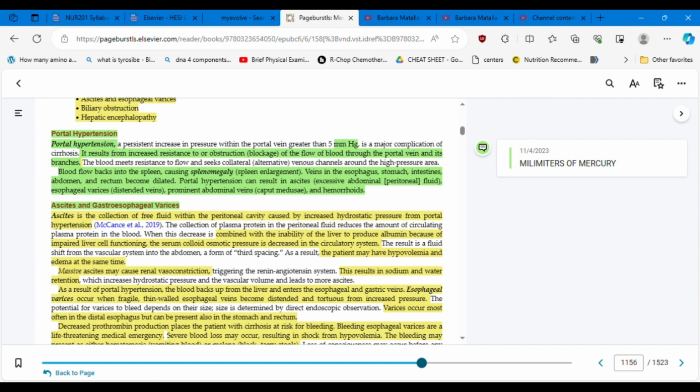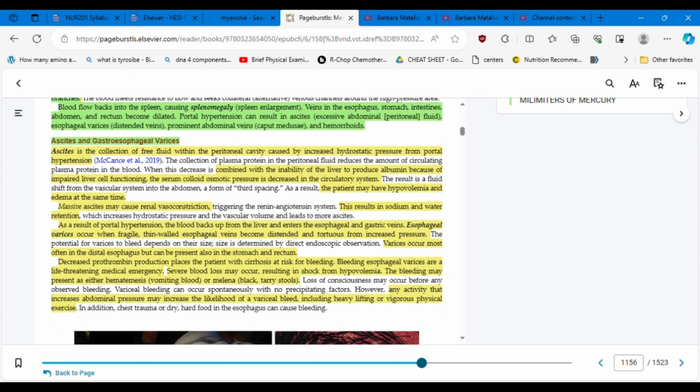A persistent increase in pressure within the portal vein greater than 5 mmHg, which is millimeters of mercury. It results from increased resistance or obstruction, blockage of the flow of blood through the portal vein and its branches. Blood flow backs into the spleen, causing splenomegaly, spleen enlargement. Veins in the esophagus, stomach, intestine, abdomen, and rectum become dilated. Portal hypertension can result in ascites, excessive abdominal peritoneal fluid, esophageal varices, distended veins, prominent abdominal veins, and hemorrhoids.